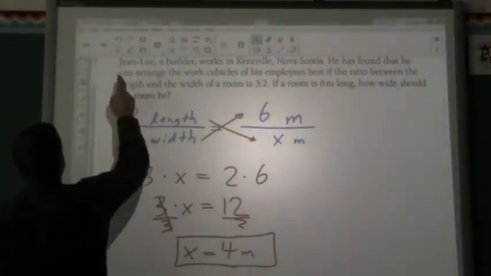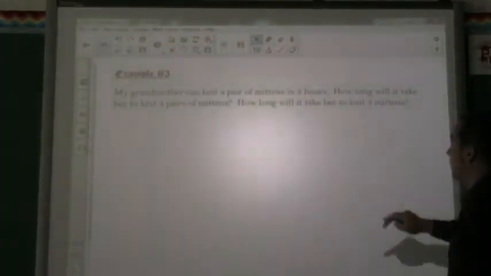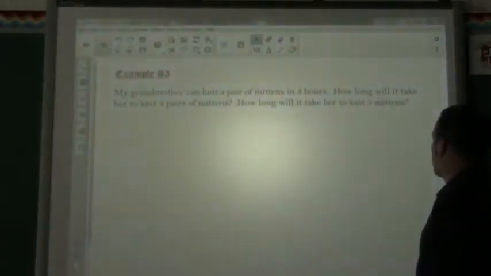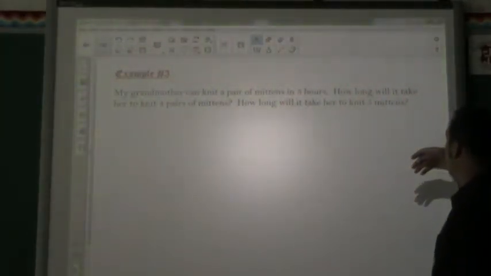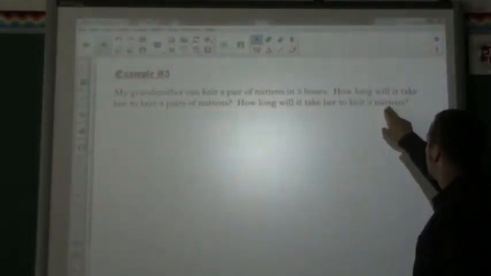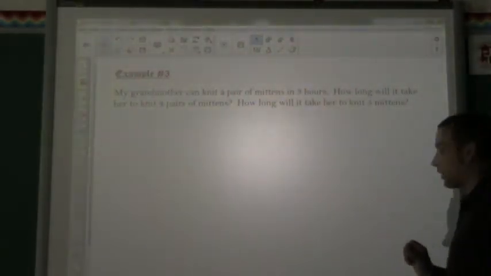All right, we'll do one more here. It says, my grandmother can knit a pair of mittens in 3 hours. How long will it take her to knit 4 pairs of mittens? And it says, how long will it take her to knit 5 mittens? And notice here it says 5 mittens and not pairs of mittens. And so they made it a little harder.